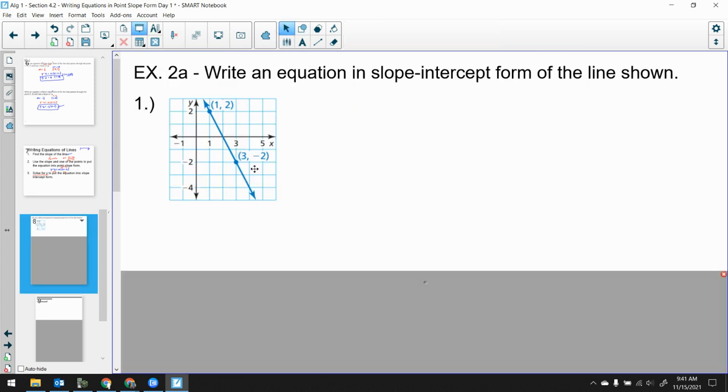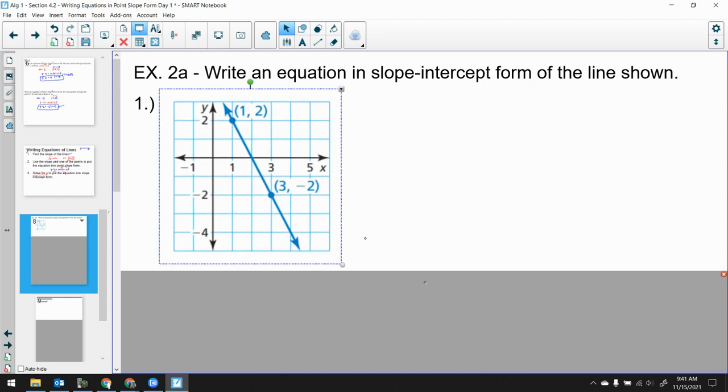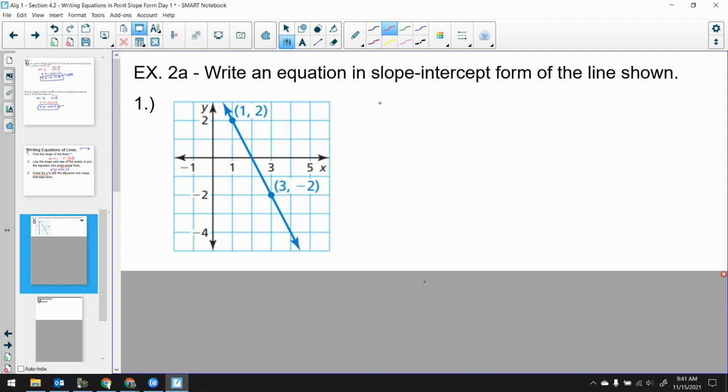Write an equation in slope-intercept form for the lines shown. Okay, so first thing is find the slope. What is the slope here? Well, if I'm given a graph, that's really easy to find. Now notice that I'm not given the y-intercept here, so I need to find the slope first. 1, 2, 3, 4. Down 4. My run is right 2. So my slope is going to be down 4, right 2.